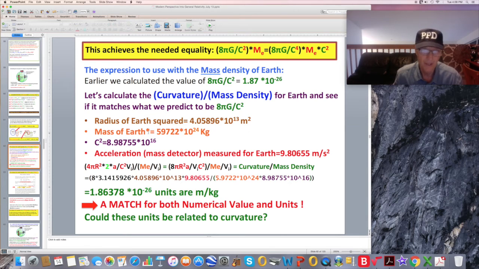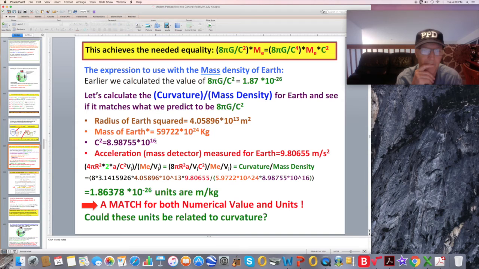The mass of the Earth is 5.9722 times 10 to the 24 kilograms. Oh, I was wondering where that big amount was. 10 to the 24, huge mass. Okay, c squared is equal to 8 point... Remember, it's not just c, which is 300 million meters per second. This is c squared, so it's 8.987, etc., times 10 to the 16.